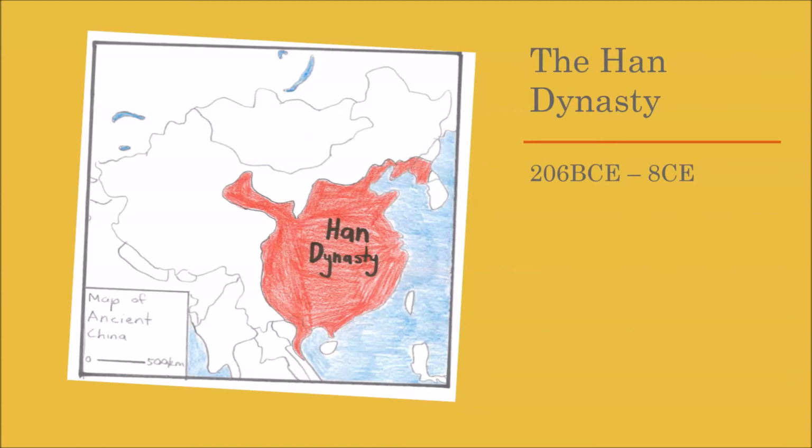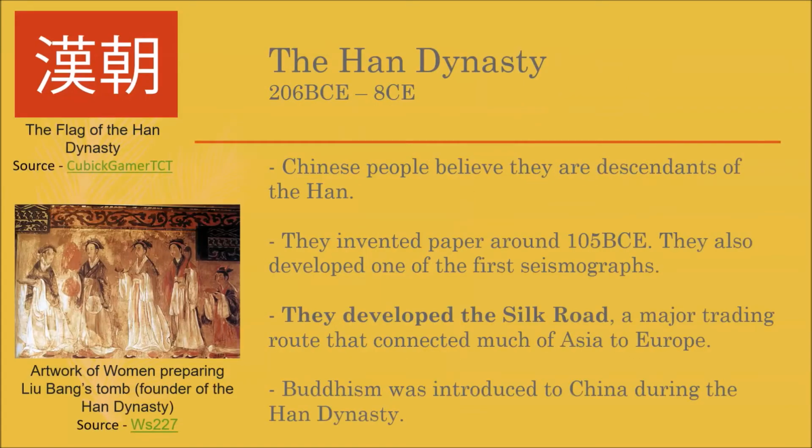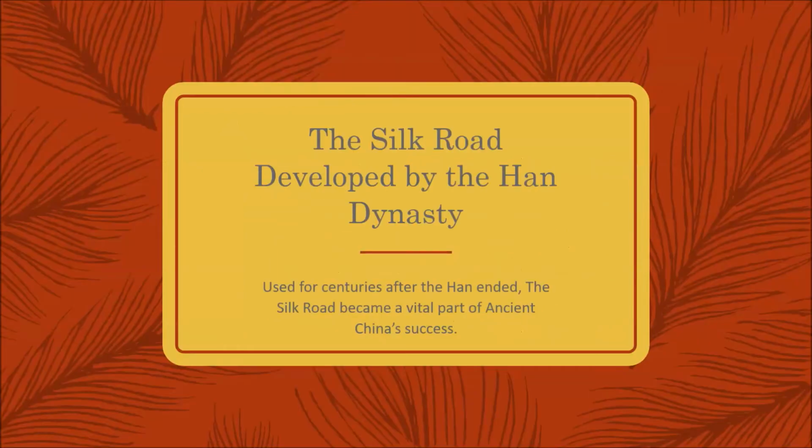Next up, we have the Han Dynasty. So Chinese people believe they are descendants of the Han Dynasty. The Han invented paper around 105 BCE, and they also developed one of the first seismographs, a device used for detecting earthquakes. They developed the Silk Road, which is a major trading route that connected much of Asia to China. Buddhism was introduced to China during the Han Dynasty as well.